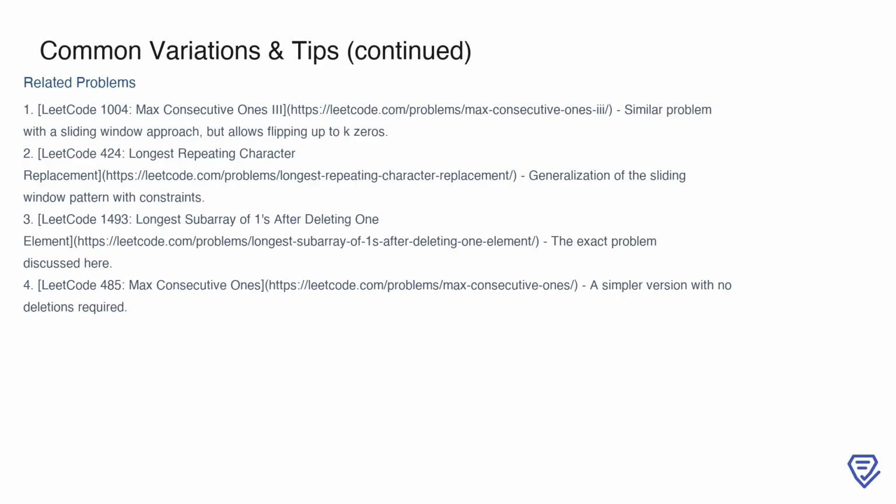Another example is LeetCode 424, Longest Repeating Character Replacement, which generalizes the sliding window pattern and involves replacing characters within a constraint. The exact problem we're discussing, LeetCode 1493, focuses on deleting one element to maximize the length of ones. Lastly, LeetCode 485, Max Consecutive Ones, is a simpler version of this problem where no deletions are required. Studying these related problems can help you recognize patterns and adapt your approach to variations of the sliding window technique.